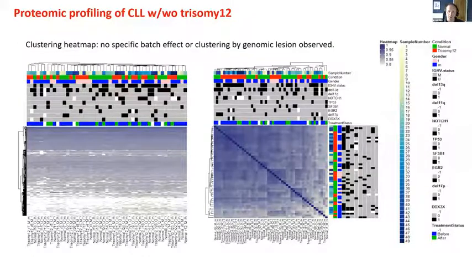And here we're looking at a hierarchical clustering of the data on the left-hand side and a correlation matrix on the right-hand side. So this is fairly complicated, but this is just to point out there's no particular clustering by genomic lesion or batch effects that we're observing. So these are pretty heterogeneous samples.